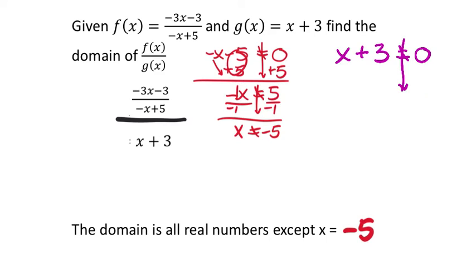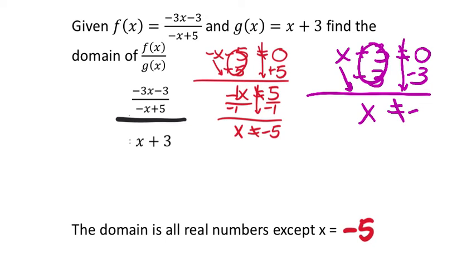So once again, solving this like a regular equation with principles of equality, I can drop my x. I've zeroed out the 3. So x cannot equal, in this case, 0 minus 3 is negative 3. So that would be the next value that I would have to exclude from the domain. So the domain, it can be any other number other than negative 5 and negative 3.